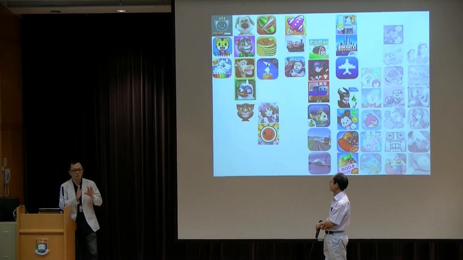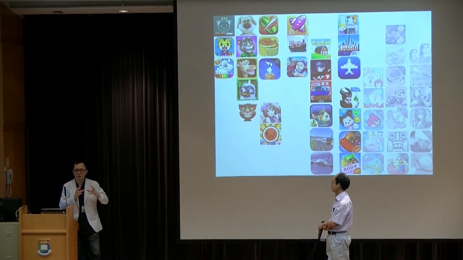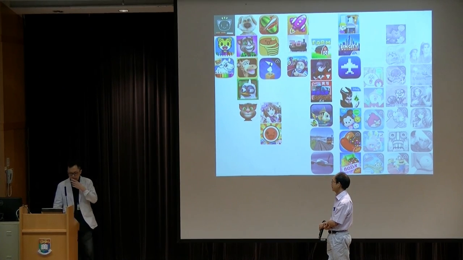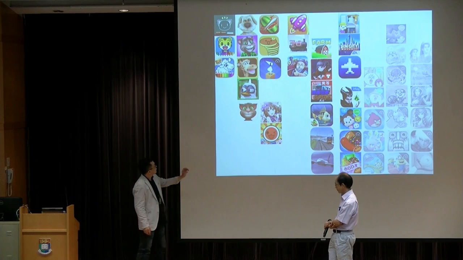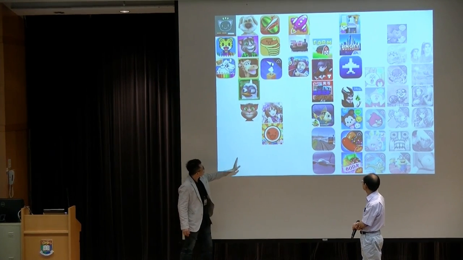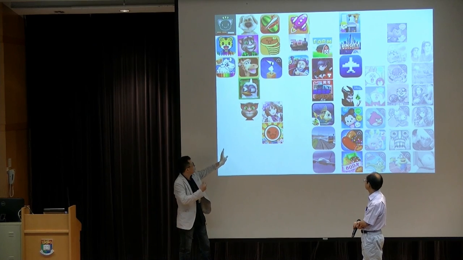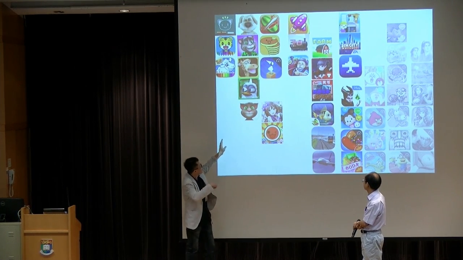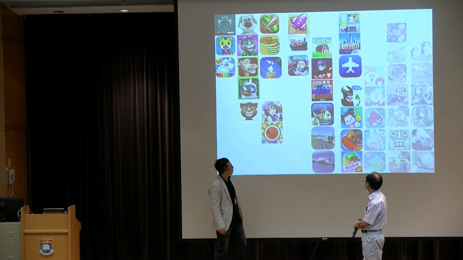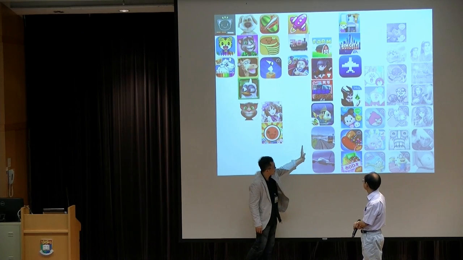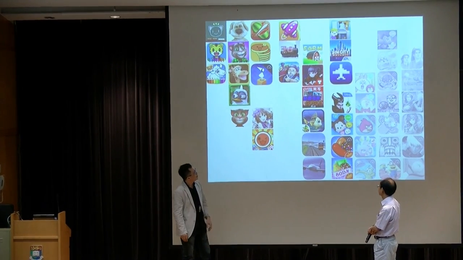And different types of games will have similar compositions of mechanics or narrative. For example, for me, each column of games is a type of game. This is a drawing game, and this game is about music, and this type is about simulation, and this type is about puzzle, and so on.